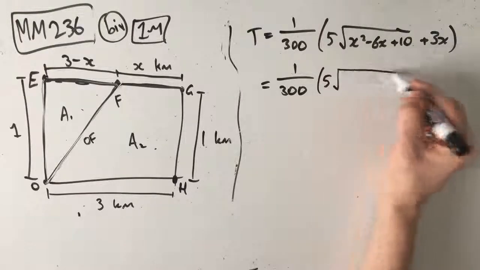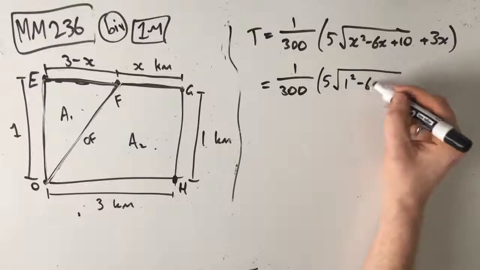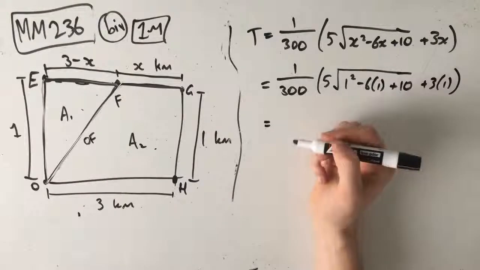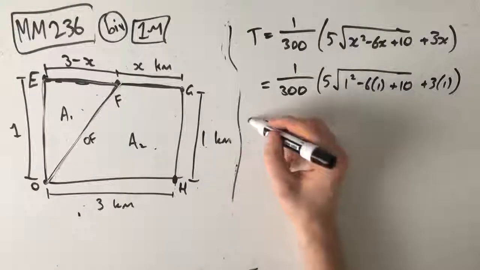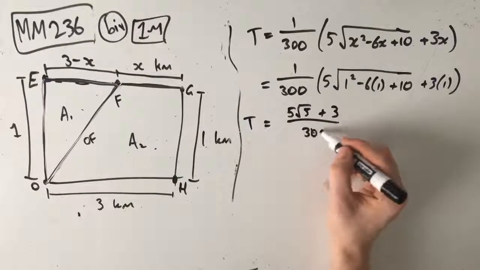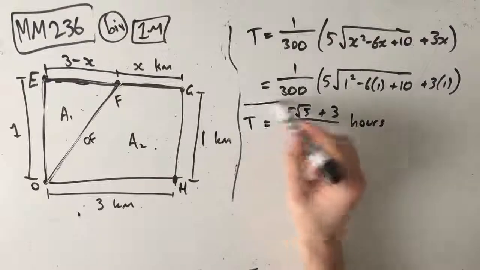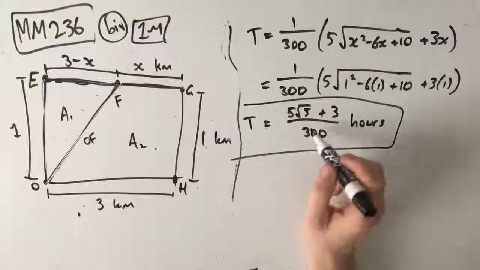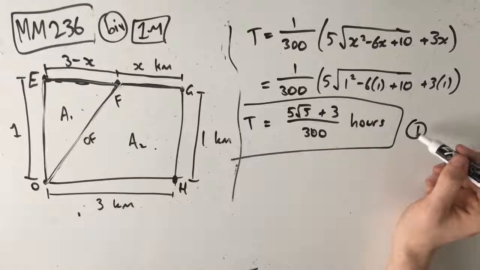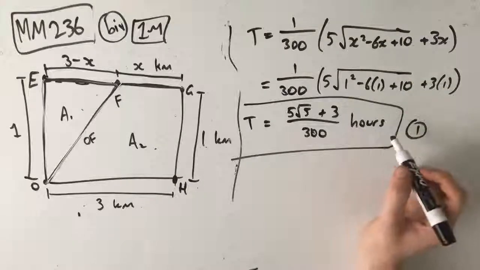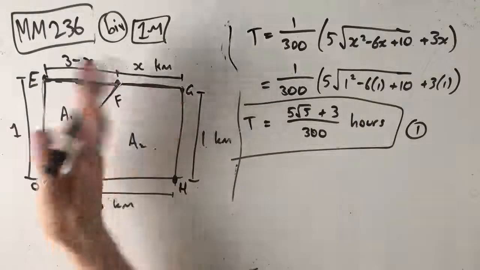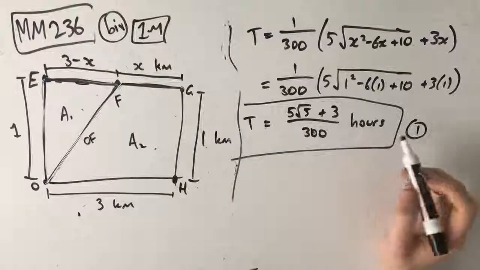So our x value being 1, we simply sub in our x value for 1 plus 3 times 1. And guys, this is a 1 mark question, so we can simply just plug this into our CAS. What we get is (5 root 5 plus 3) over 300 hours. Now, it hasn't asked for decimal places, which means we have to leave it in this exact form, which means this is our first and final mark for T. And that's it. So we just need to recognize that we need to go back and use our time formula, because they're still taking the same path. It's just OF has kind of moved a little bit based on the ratio of A1 and A2.